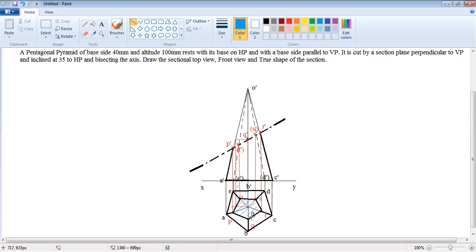This is the section portion of the pentagonal pyramid. So we already have the front view of the portion, and this is the top view of the pentagonal pyramid. The remaining step is to draw the true shape of the section. We have to draw the true shape only parallel to the section plane. So the section plane is here. We have to draw a line parallel to that section plane.